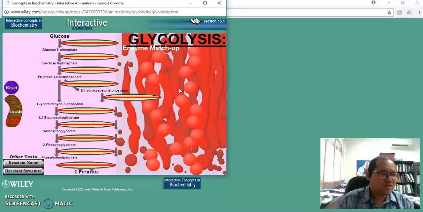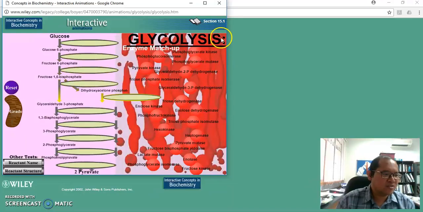Alright, so this is the interactive concept that they have, and there is a flow of where does the enzyme match up. For example, over here, there's different types of enzyme: pyruvate kinase, triose phosphate isomerase, and so on. So where does it fit in into the series of glycolysis step? Okay, let's have a look.